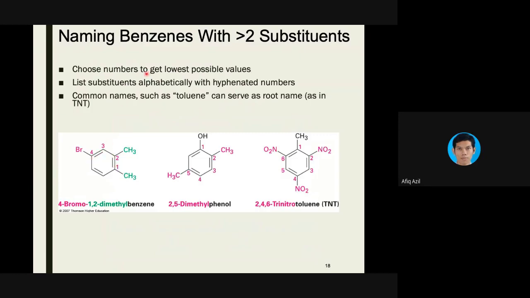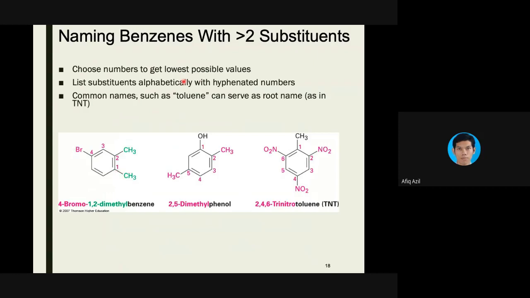Okay, so it cannot be 1, 2, 3, 4, 5, 6. So this will be number 6. So you cannot do that. So try to give the lowest possible number. Or in fact, you try to use this as number 1: 1, 2, 3, 4, 5, 6 also cannot. Or 1, 2, 3, 4, 5. So this one also cannot. Even if you want to start with bromine, 1, 2, 3, 4. So this one will be number 3, number 4. So also not advisable. So this is the best way.